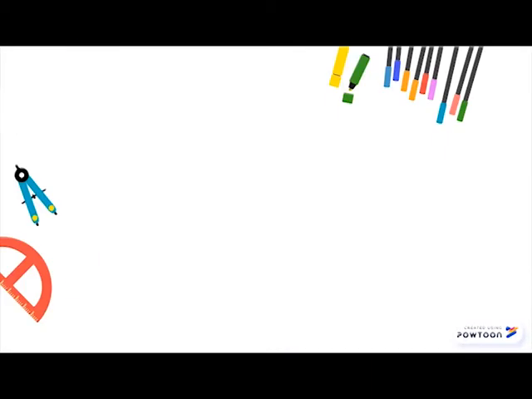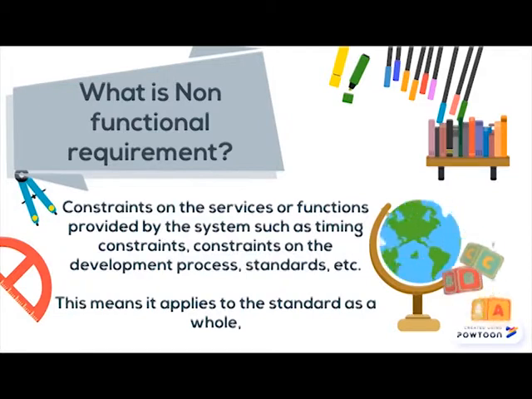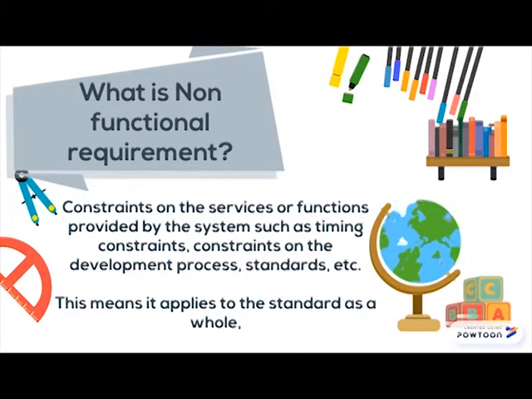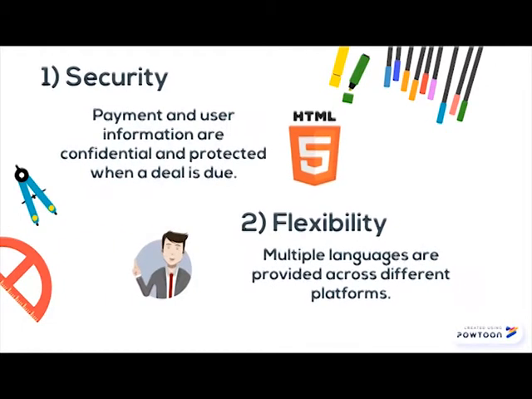What are non-functional requirements for Shopee? These are constraints on the services or the functions provided by the system, such as timing constraints, constraints on the development process, standards, etc. It means they apply to the system as a whole. And there are 7 non-functional requirements for Shopee, which are security, flexibility, speed requirement, free gift, virus control, availability, and reliability.